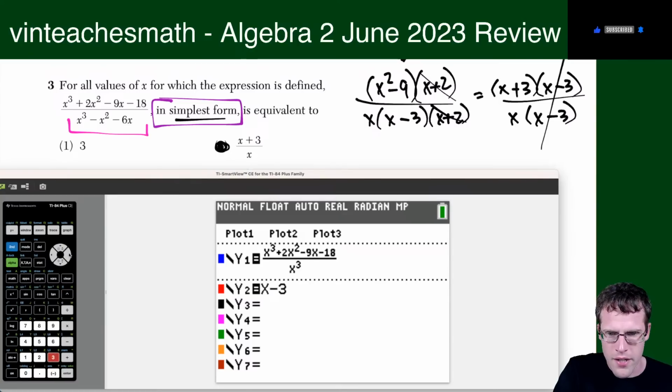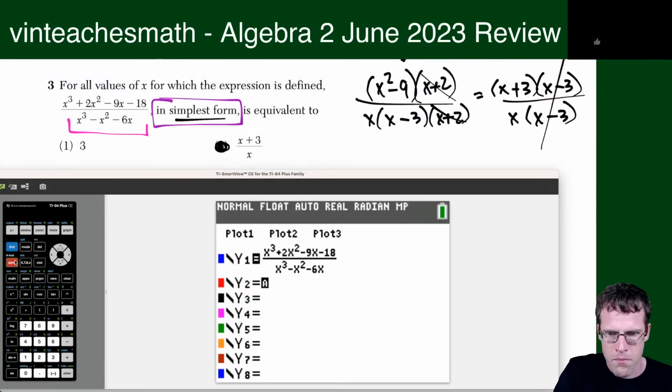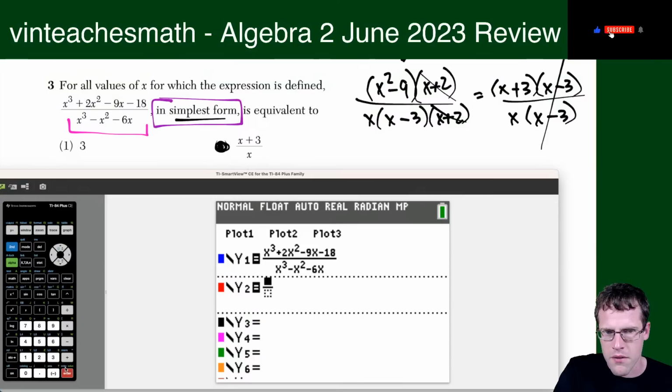Yeah, so x to the third. That one I would, once again, just factor. So x squared and then minus 6x. So choice 3 and choice 4 are both correct in a way, but choice 3 is better because it's simplified. Choice 4 is just not in simplest form, but it's equivalent.